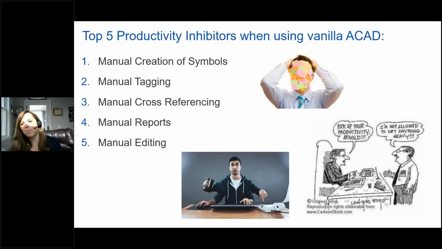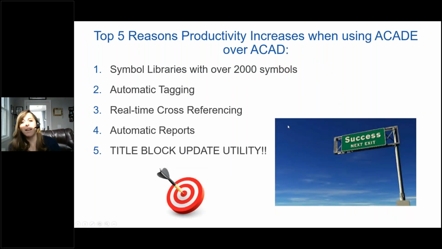So: manual creation of symbols, manual tagging, manual cross-referencing, manual reports, manual editing. These are all the things we have to do when we're just in vanilla AutoCAD. It's painful. Now, in AutoCAD Electrical, we get over 2,000 symbols already built as standard. They're based off of the actual standards for IEC and IEEE and the NFPA, which is part of the IEEE standard, and I'll show you all of these, but we have the Australian, Japanese, and Chinese standards as well. So many different symbol libraries in there.